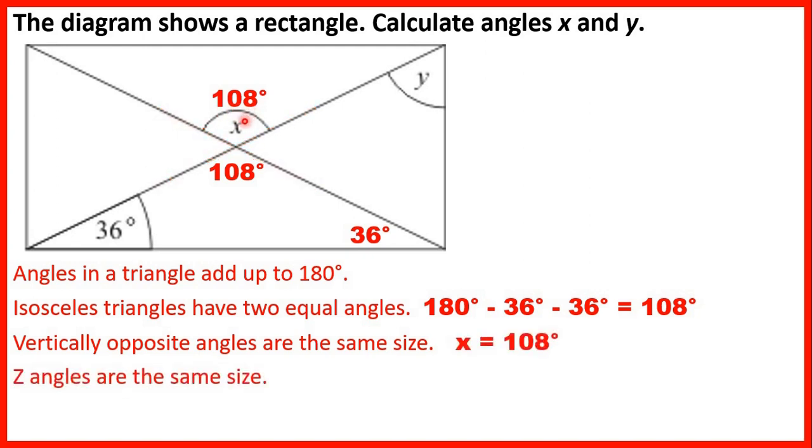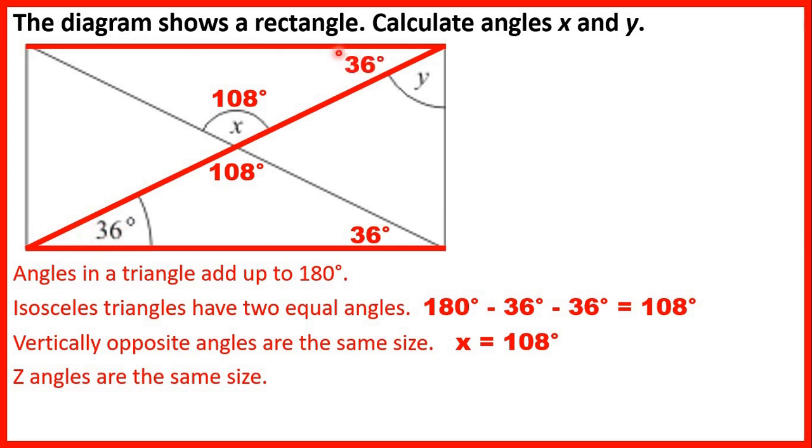Now we can also remember that Z angles are the same size. So we have Z angles because we have a rectangle, so we know that this line at the bottom will be parallel to this line at the top. And when you have a line crossing parallel lines, the angles inside the Z will be the same size. So because this angle here is 36, this angle will be 36 as well.